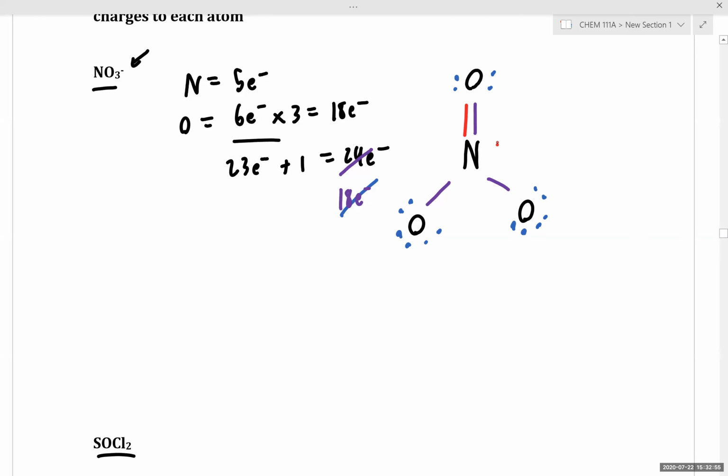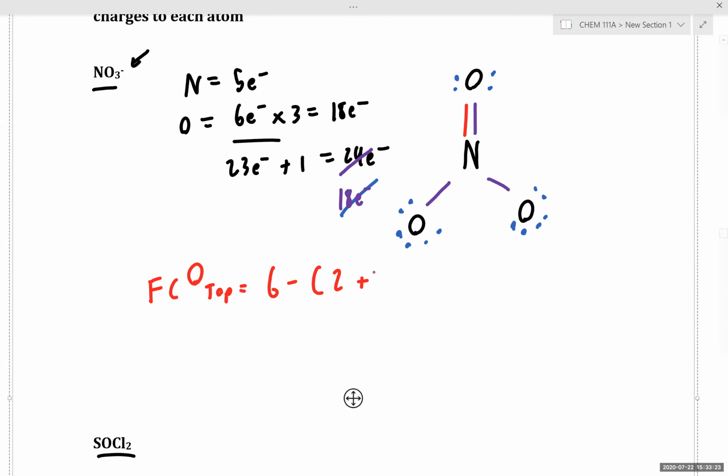Does nitrogen have a complete octet? Yes. Okay, let's now do some formal charge calculations. For the topmost oxygen, which I'll call oxygen top, the formal charge is equal to the group number 6 minus the number of bonds, which is 2, plus the number of lone pair electrons, which is 4. And that in turn gives us a formal charge of 0.